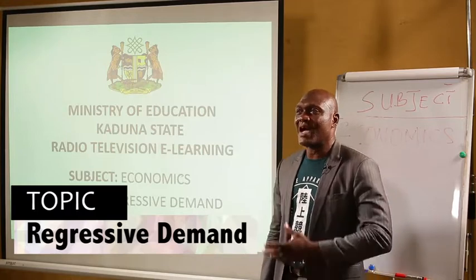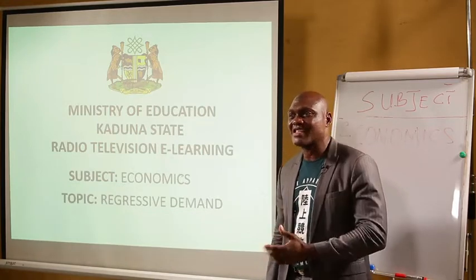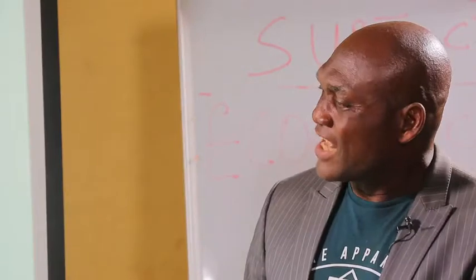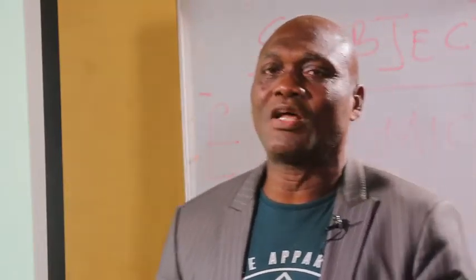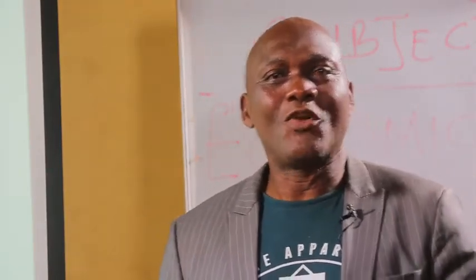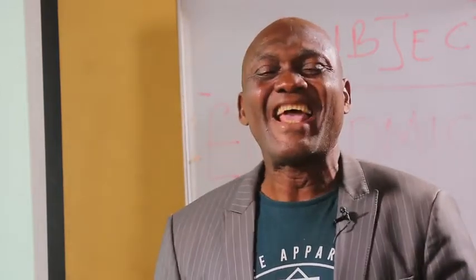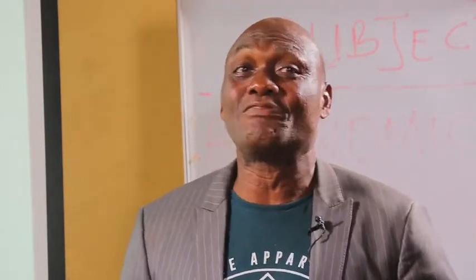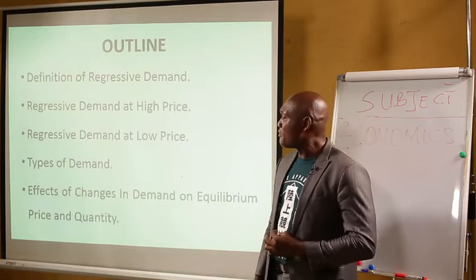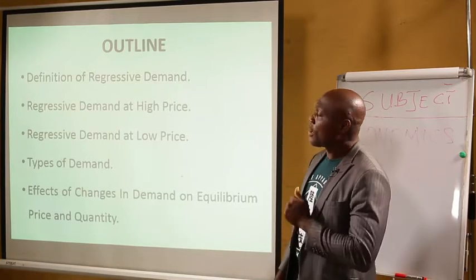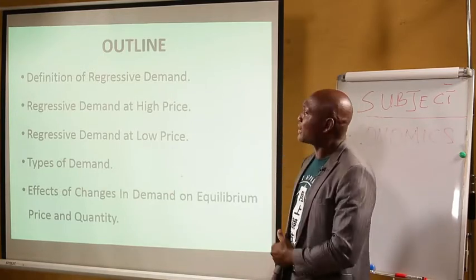So, learners, today we are going to look at abnormal demand. Some textbooks call it abnormal, some call it regressive, some call it exceptional demand. It is exceptional because, normally, the higher the price, the lower the quantity demanded. That's the normal law of demand, except in this case, that's why we call it exceptional demand. Today we are going to look at regressive demand, but let us look at our outline.